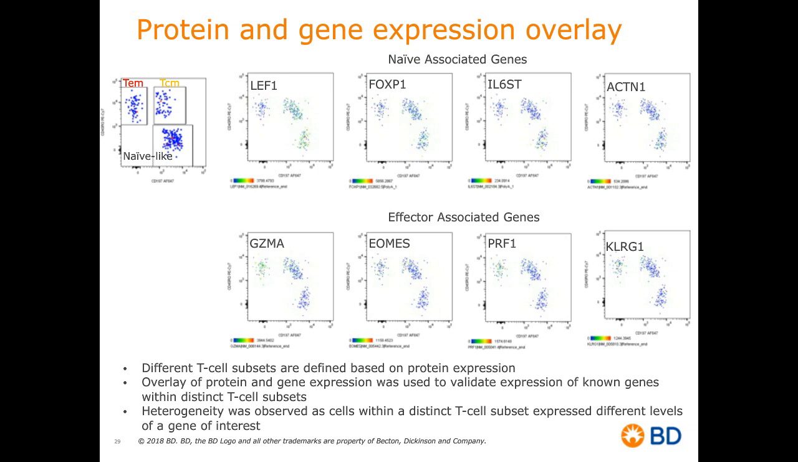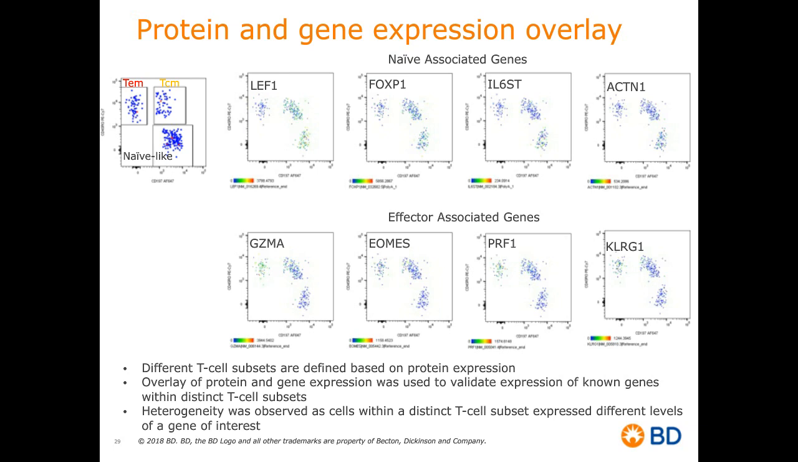For example, if we look at left one, which is a naive associated gene, you can see green and red cells, so positive cells, in the naive-like cells and the central memory, but not in the effector. And notably, if you look at effector-associated genes, for example, granzyme A, you can see that the cells that express these genes overlay with cells expressing a protein signature corresponding to effector memory indeed, but not on naive cells. So this is a very quick and easy way to confirm the pattern of expression of genes and proteins.